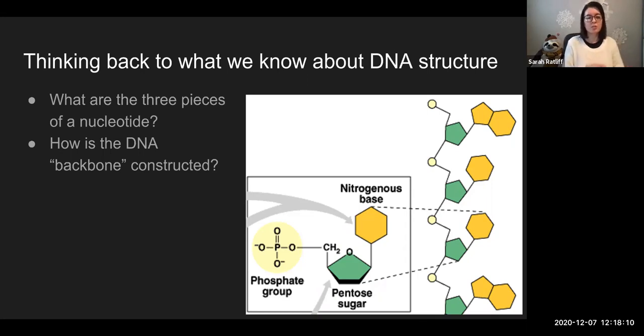The phosphate group and the sugars create our backbone. They're covalently bonded together because we need it strong and tight. Then those nitrogenous bases are kind of hanging off the end to form those rungs of the ladder when they match up with another strand.